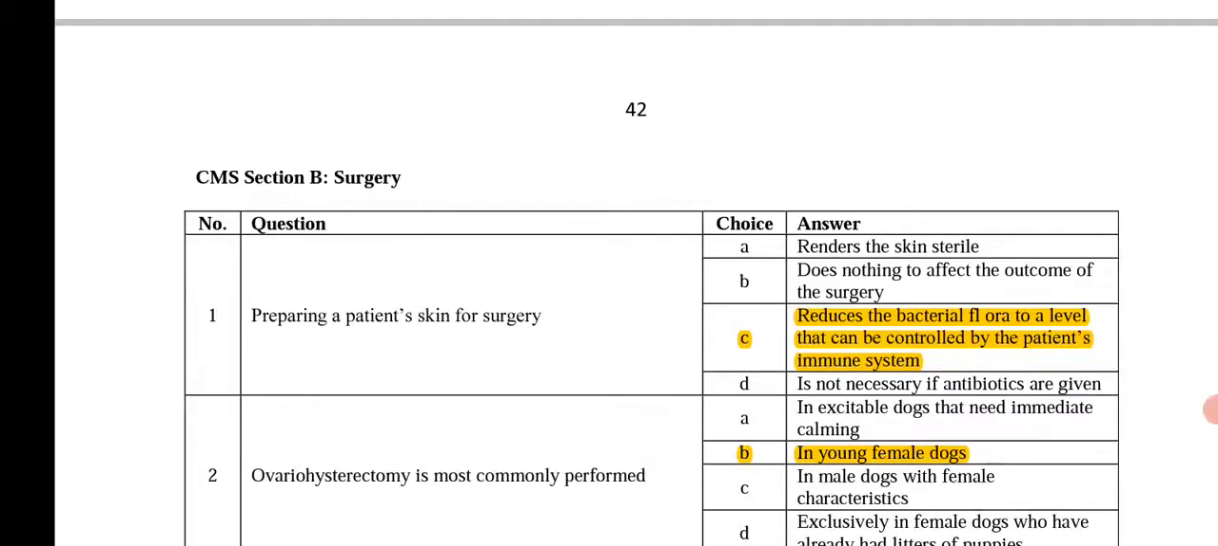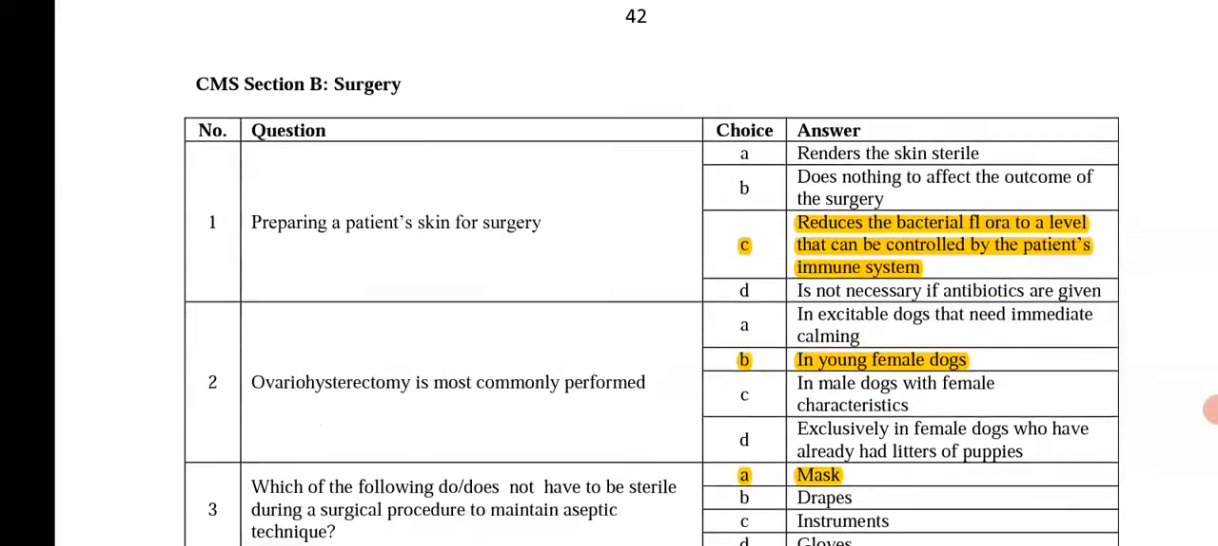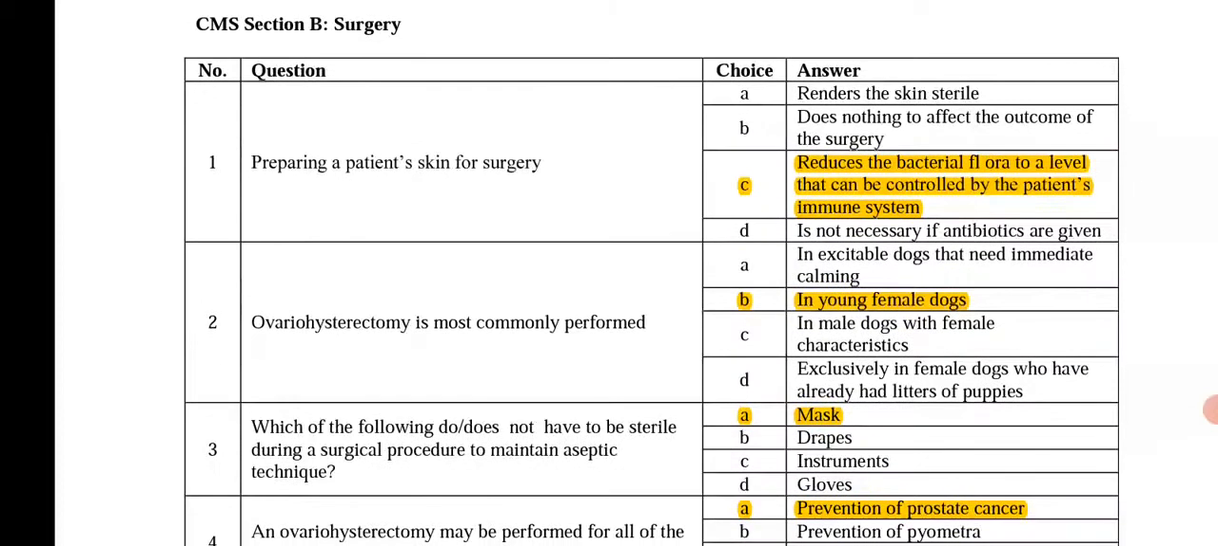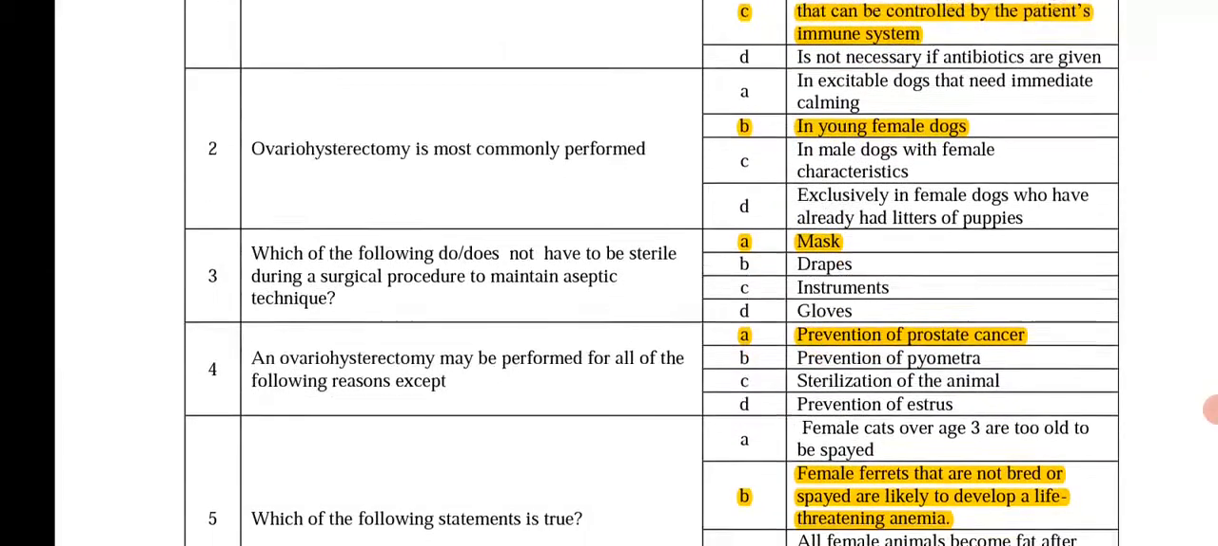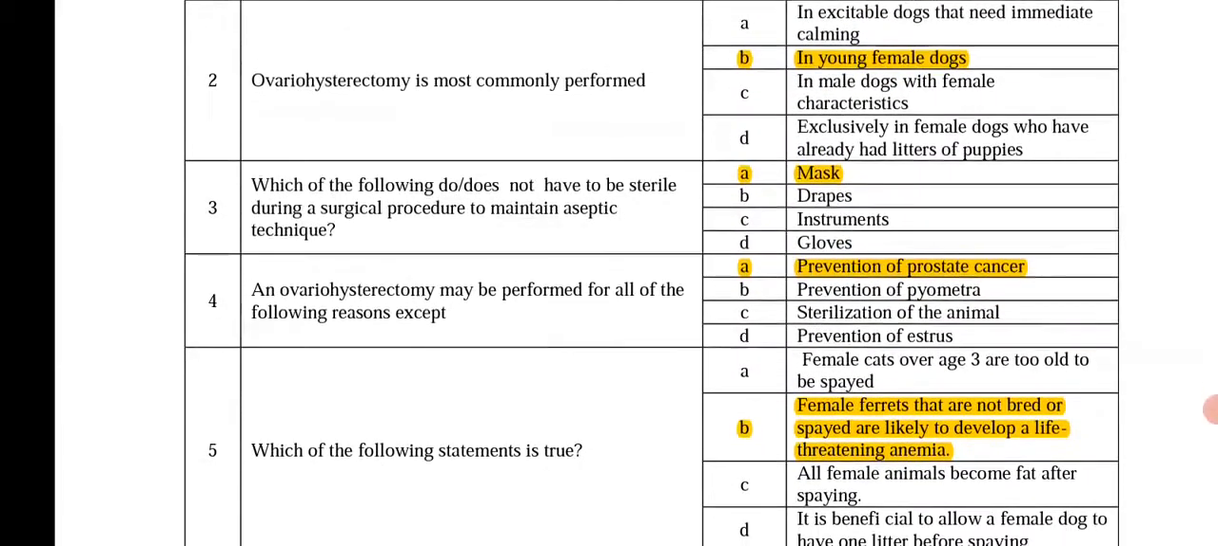CMS Section B surgery. Preparing a patient's skin for surgery reduces the bacterial flora to a level that can be controlled by the patient's immune system. Ovariohysterectomy is most commonly preferred in young female dogs. Which of the following does not have to be sterile during surgical procedure to maintain aseptic technique? Mask.